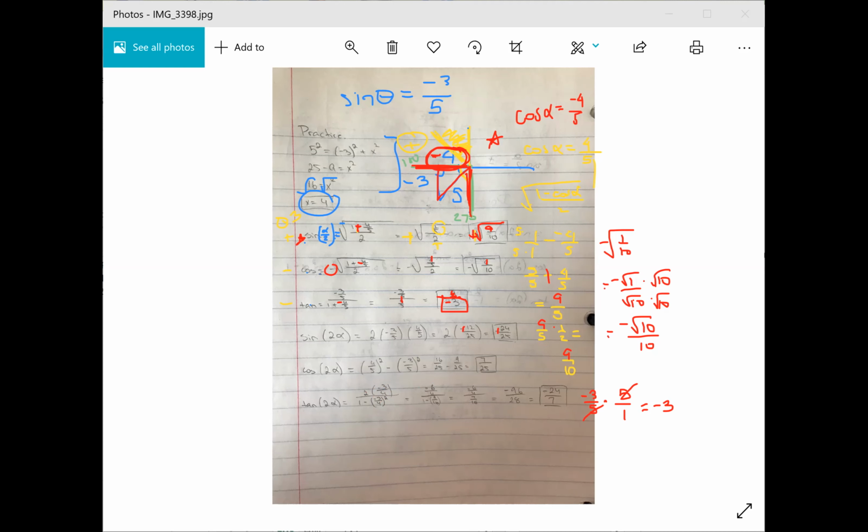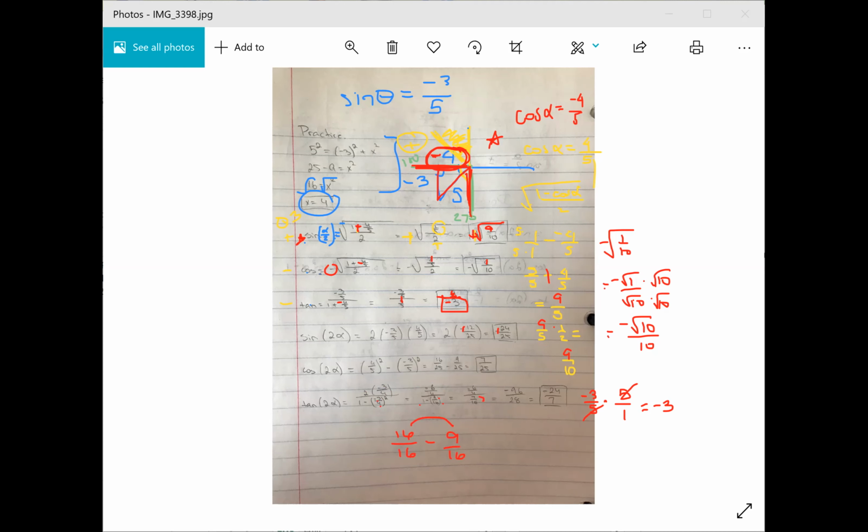And then you're just doing negative 3 squared, that's 9. 4 squared, that's 16. So you're doing 1 minus 9 over 16. So again, you're just turning the 1 to have the same denominator. So that's just 16 over 16 minus 9 over 16. And then you can subtract 16 minus 9. 16 minus 9 is 7. So that's 7 over 16.